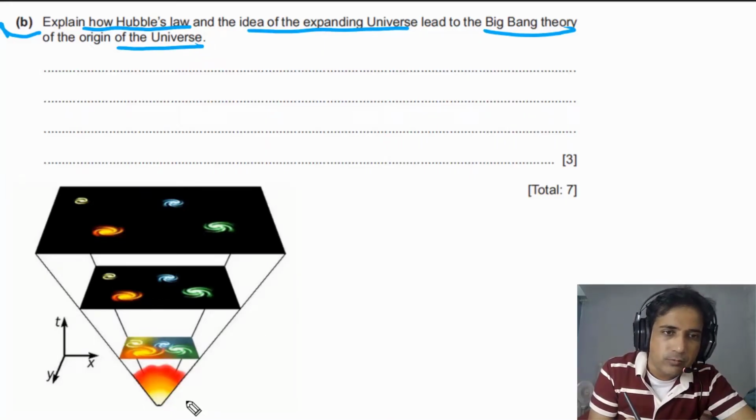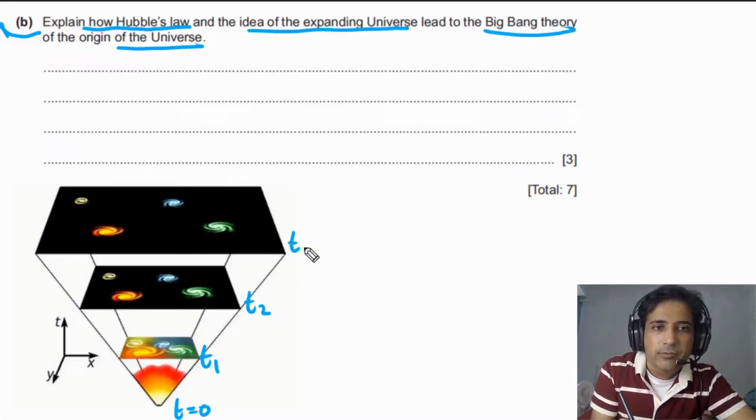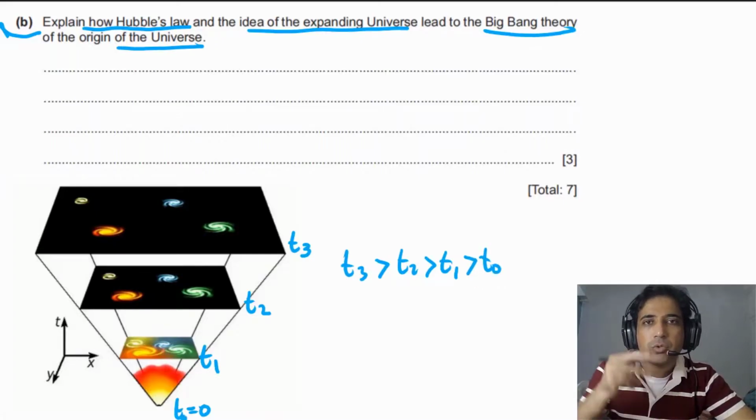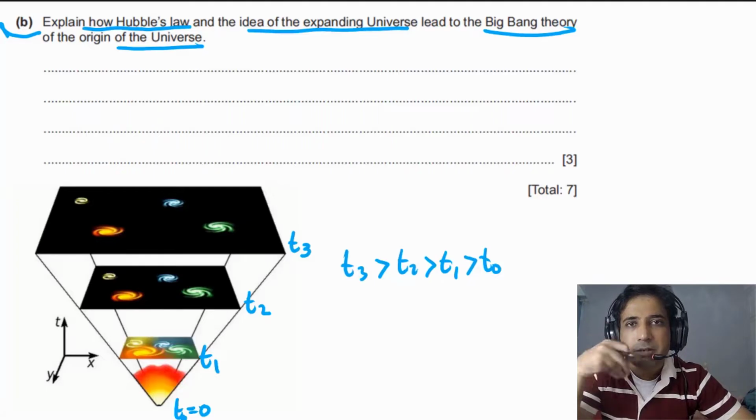We can imagine at time t = 0, then this is time t1, this is after time t2, and this is what is happening after time t3. So in this case t3 is greater than t2, t2 is greater than t1, and this is greater than t0. So this is what we call Big Bang. Big Bang tells us about the origin of the universe.